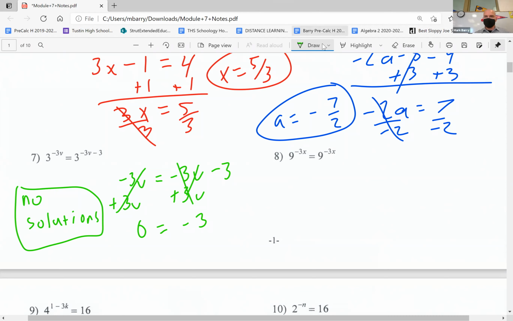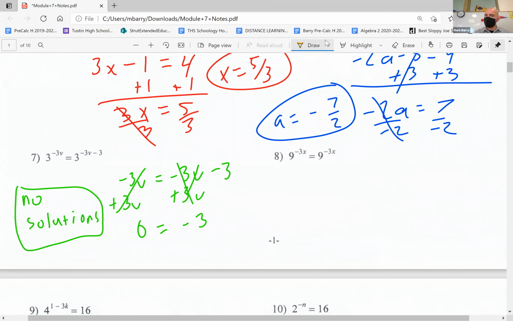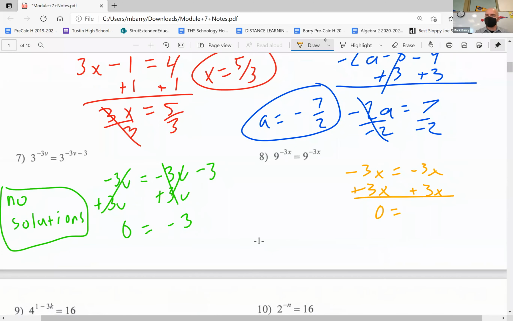Okay. Let's try the next one. So on the next one here, what color are we going to do? We'll do a little orange. Okay, so we have the bases are the same. So it says -3x equals -3x. I would add the 3x over here, and it would say 0 equals 0. So we see our variables cancel out again.